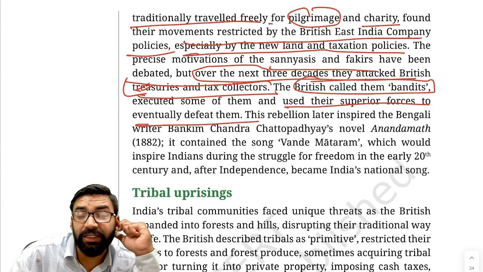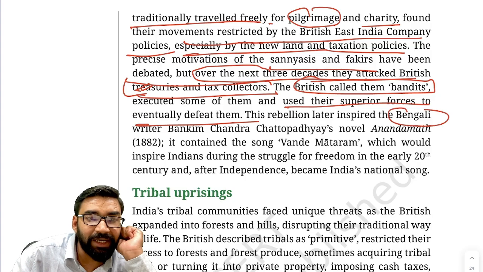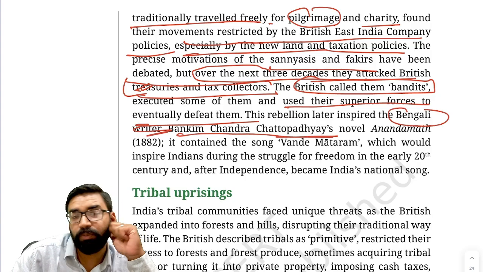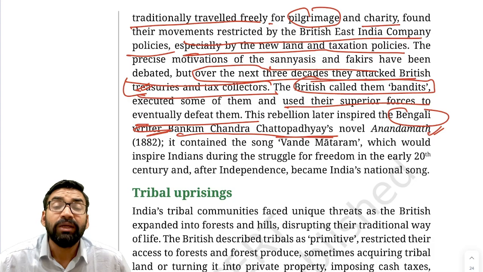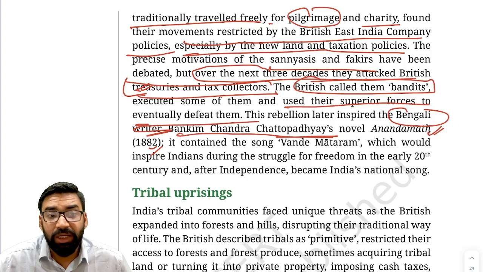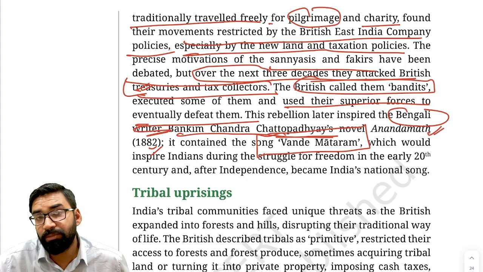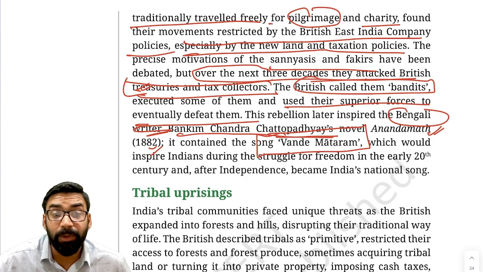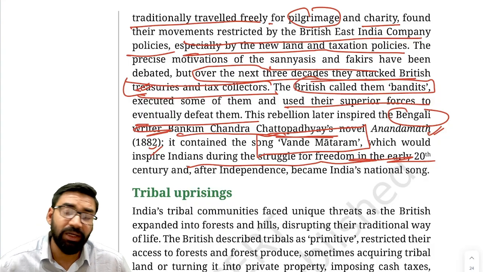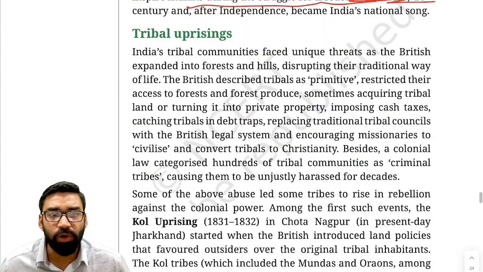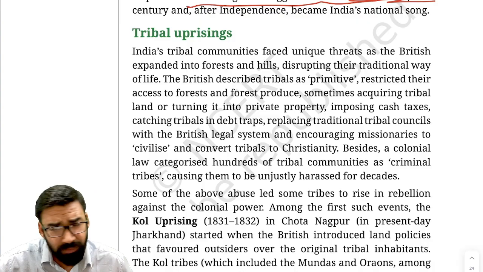This rebellion later inspired the famous Bengali writer Bankim Chandra Chattopadhyay. He wrote a novel called Anand Mat, in which he talked about the sannyasi revolt. This novel was written in 1882, and it also contains a song called Vande Mataram, composed by Bankim Chandra Chattopadhyay. This inspired Indians during the freedom struggle, and gradually it became India's national song after independence. This is very important.